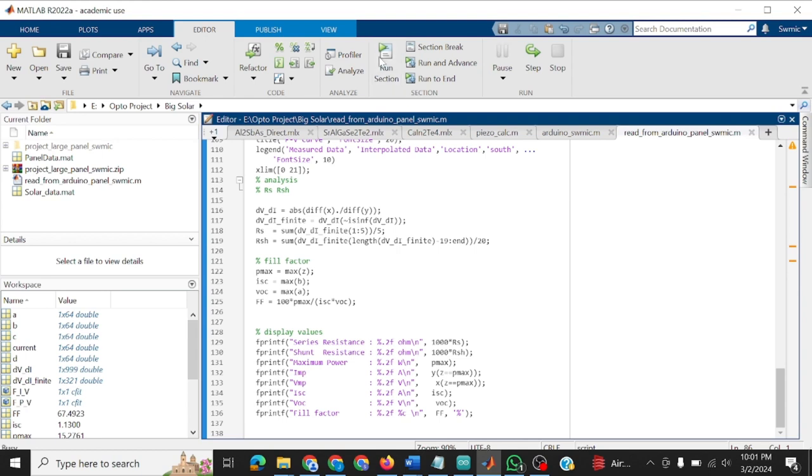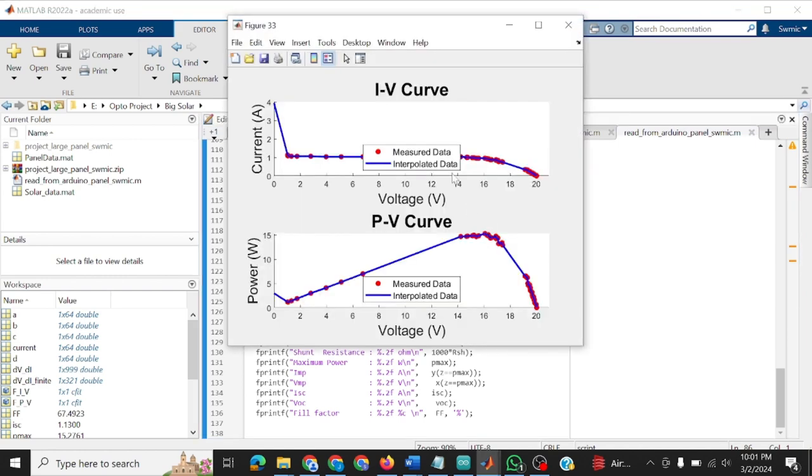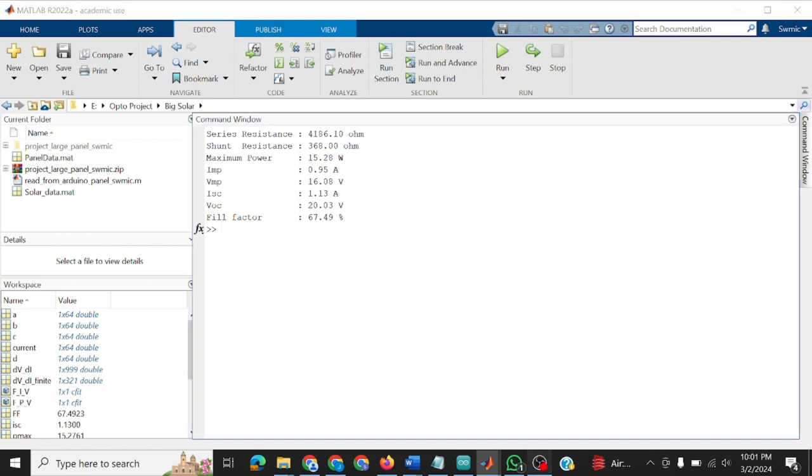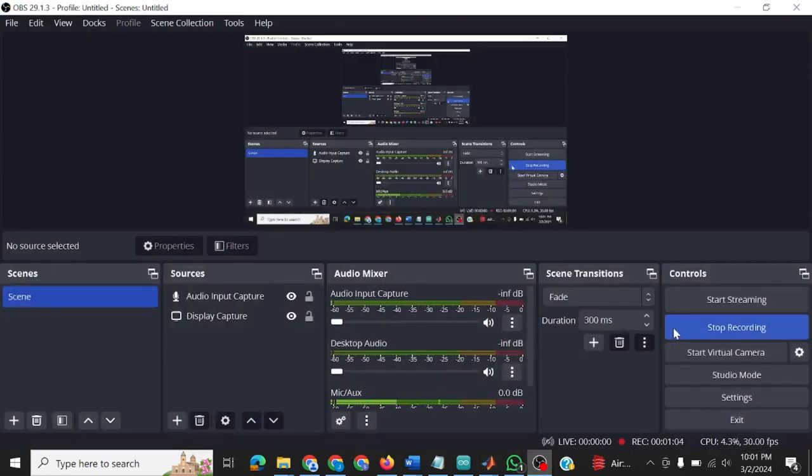Now running this section, we find an IV curve that is similar to what we saw on the day of the experiment. For further analysis, we find the series resistance, shunt resistance, maximum power, maximum current, maximum voltage, ISC, and VOC, and all of them match closely with the nameplate dataset that we received from our lab. Thank you. This is done for the larger PV panel.